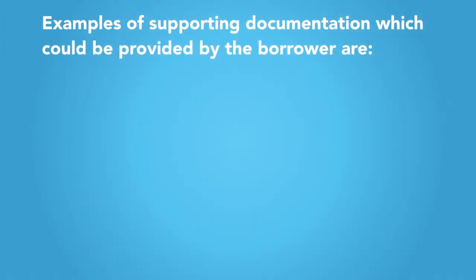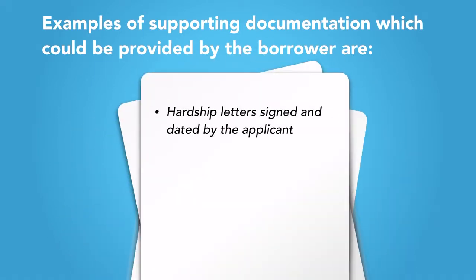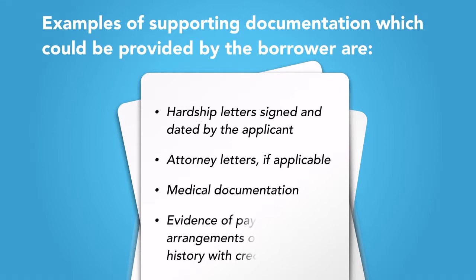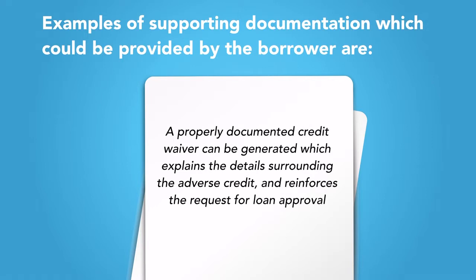Examples of supporting documentation which could be provided by the borrower are hardship letters signed and dated by the applicant, attorney letters if applicable, medical documentation, and evidence of payment arrangements or payment history with creditors. Once this evidence has been provided, a properly documented credit waiver can be generated, which explains the details surrounding the adverse credit and reinforces the request for loan approval.